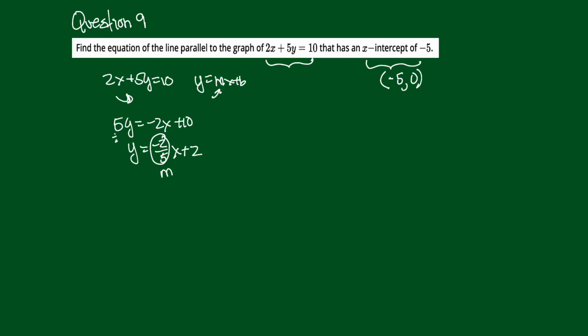So now I have the slope and a point. I've got this point here, -5, 0. So I'm going to use the point slope form.